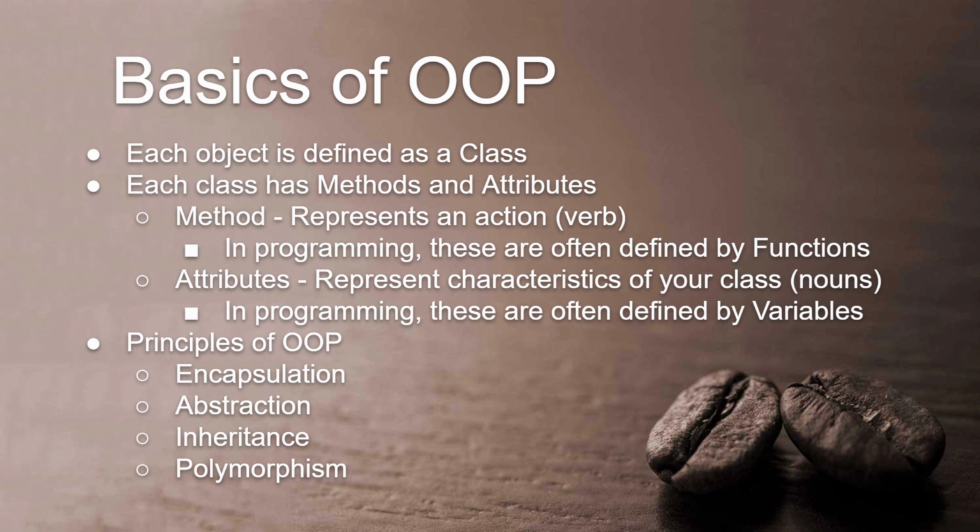Well, in object-oriented programming, each object in your program is defined by its own class, and each class has its own methods and attributes. A method represents an action or a verb, and in programming, these are often defined by functions. An attribute represents a characteristic of your class, or a noun. And in programming, these are often defined by variables. And there's four basic principles of object-oriented programming: encapsulation, abstraction, inheritance, and polymorphism.